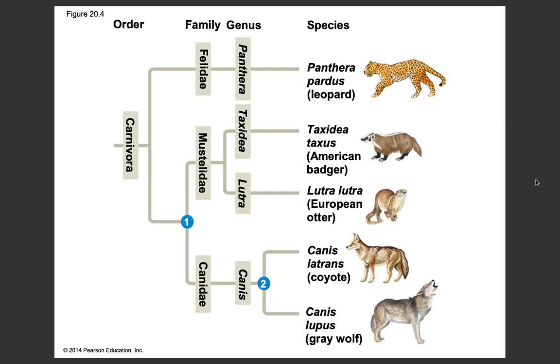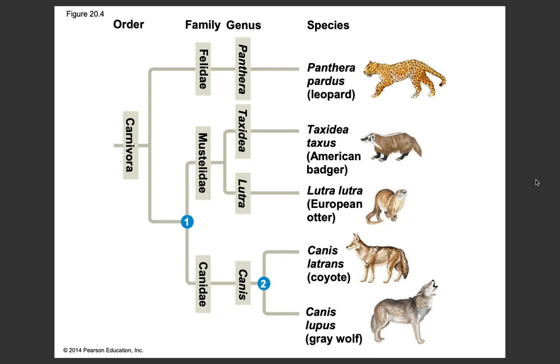So this is an example of a phylogenetic tree. This one is dealing with these mammals. So you have a leopard, an American badger, European otter, a coyote, and a gray wolf. So it starts off at the order. So we know that we had Dear King Philip came over for good spaghetti. That's what that order, family, genus, and species. Dear King Philip came over, that's where we're starting: order, for, family, good, genus, spaghetti, species.